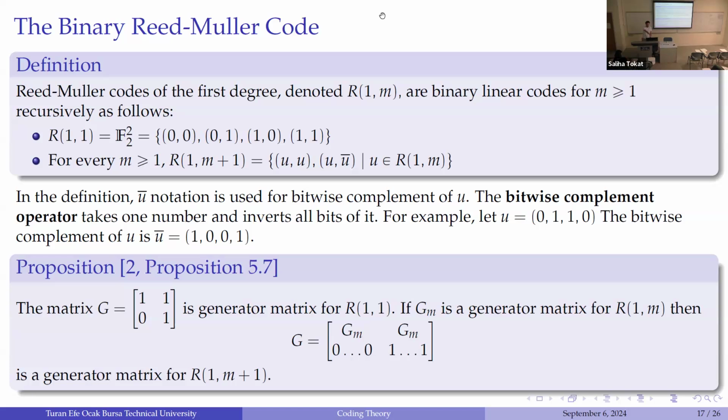Here the notation u-bar is used for the bitwise complement. Let's make an example of what a bitwise complement is. Let u be 0, 1, 1, 0, and the bitwise complement is 1, 0, 0, 1. It inverts all bits. Now I give a proposition for the generator matrix of the binary Reed-Muller code. For r equal to 1, our generator matrix is 1, 1, 0, 1. Basically, for the set R(1,1), we have two elements in the basis, and these are 1, 1 and 0, 1. This is our generator matrix. So we have a relation like that.